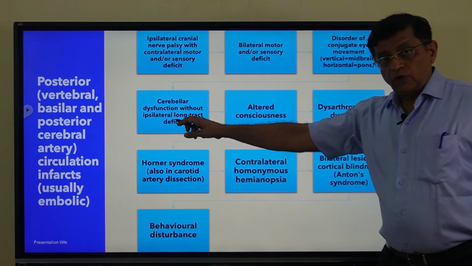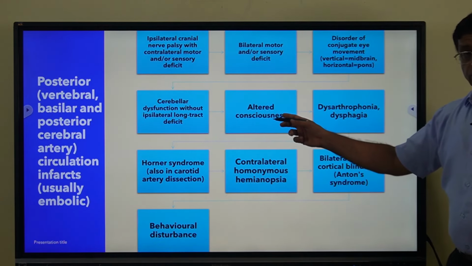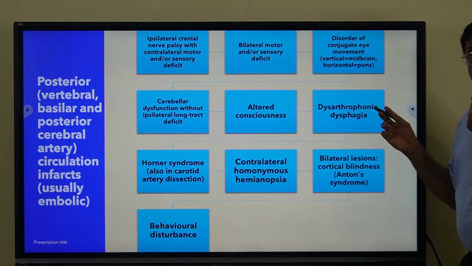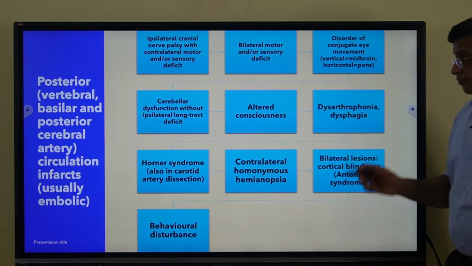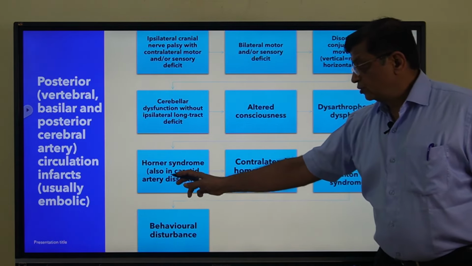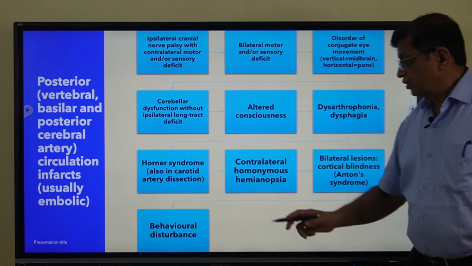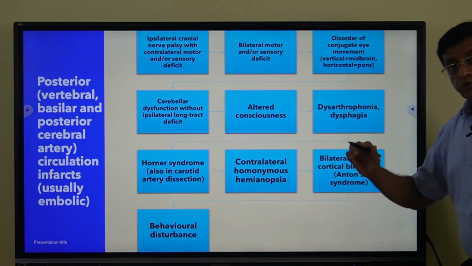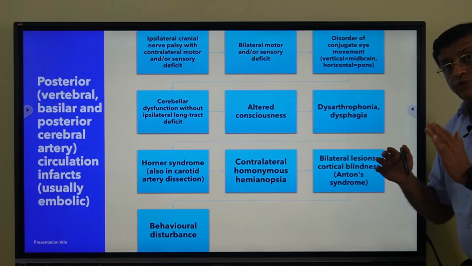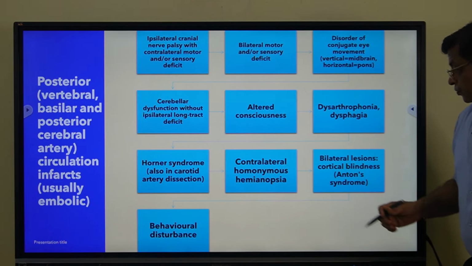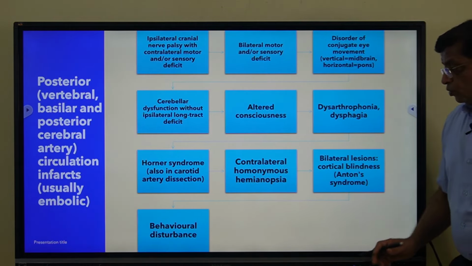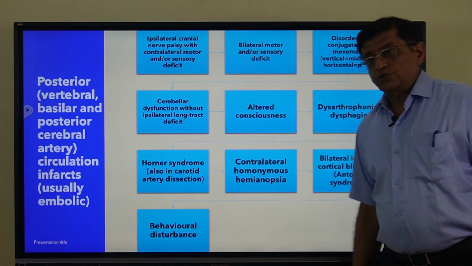There could be cerebellar involvement, we have already talked about it, altered consciousness, and dysarthrophonia, the problem in producing sounds from the larynx, and dysphagia. Horner's syndrome, we will see shortly, is also seen in carotid artery dissection. Contralateral homonymous hemianopia. As we have seen in posterior circulation stroke, if there is visual deficit, it would be either bilateral or contralateral. Bilateral lesions could cause cortical blindness, which is called Anton syndrome, and there could be behavioral disturbances.